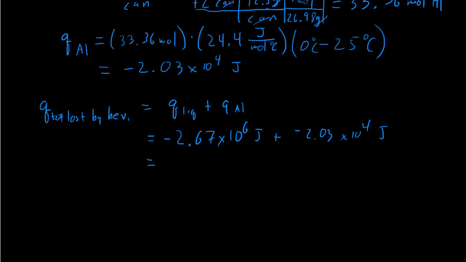And so that gives us a grand total of negative 2.69 times 10 to the 6th joules. Or, since that's a big number, let's go ahead and convert that into kilojoules. Negative 2.69 times 10 to the 3rd kilojoules.